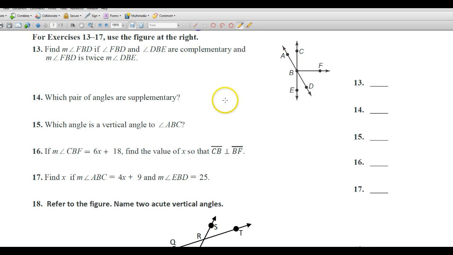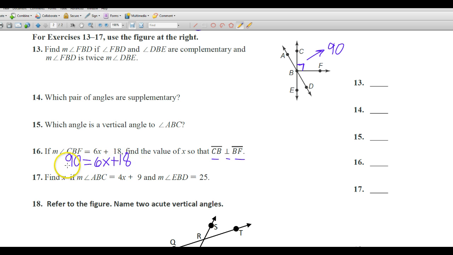Number 16, if the measure of angle CBF is 6x plus 18, find the value of x so that CB is perpendicular to BF. So if CB and BF are perpendicular, then that means that they form a right angle, which is equal to 90 degrees. And we're given an expression for CBF, so we're going to substitute in 90 and set that equal to 6x plus 18 and solve this equation.